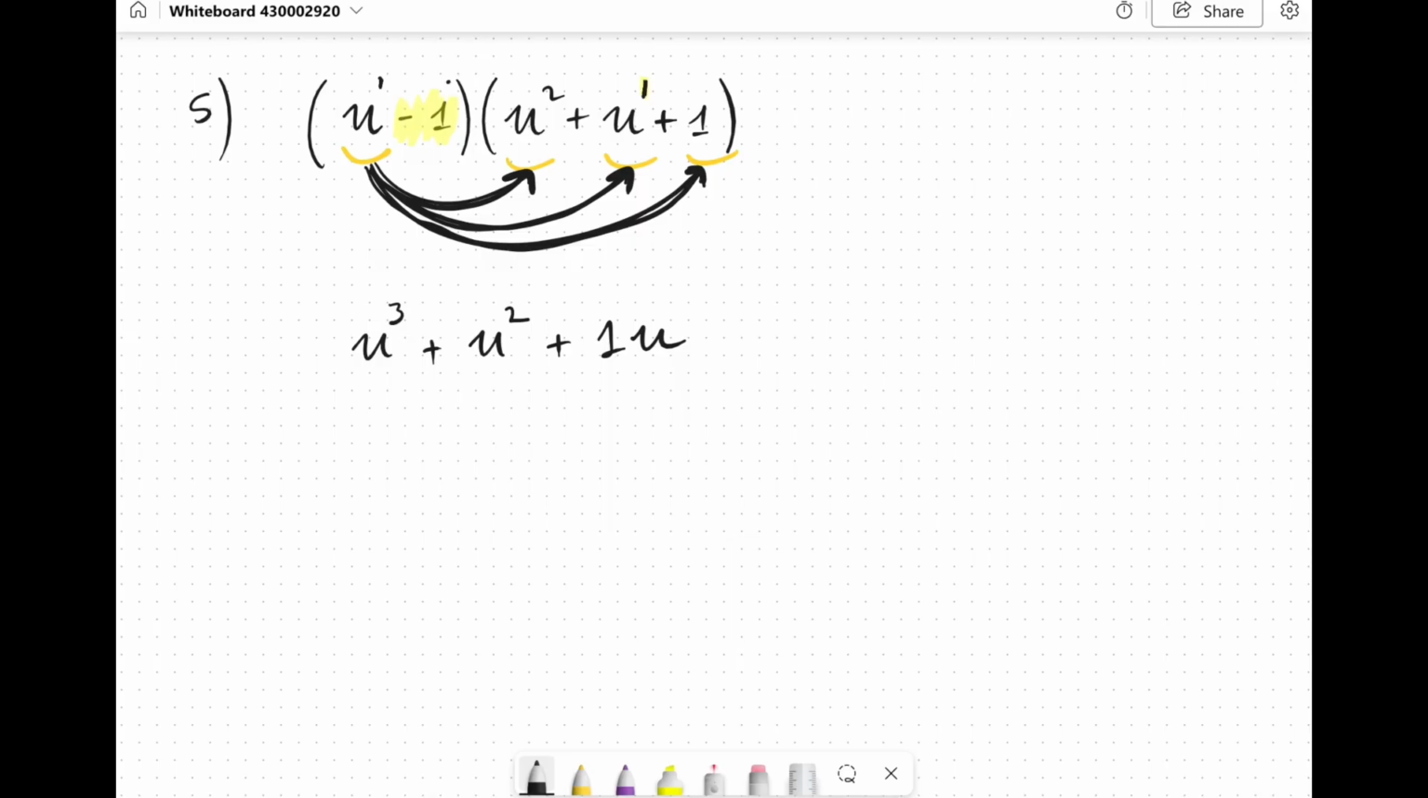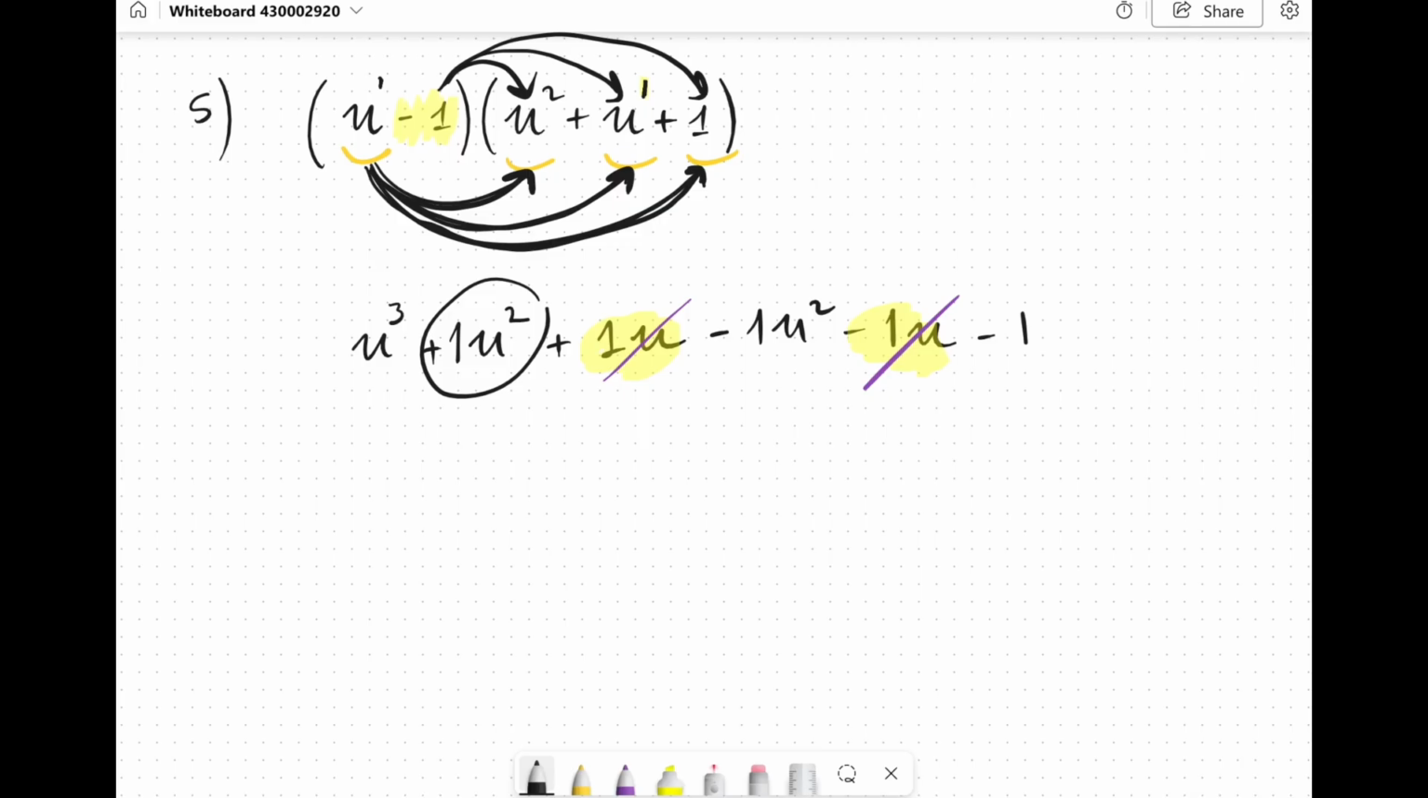Now we'll distribute negative 1. Negative 1u squared, negative 1u, and negative 1 times this one is negative 1. Now we will be collecting like terms. You have 1u and negative 1u, they cancel. And then you also have this 1u squared that's positive, and this negative 1u squared, they also cancel. All that's left is u to the third minus 1.